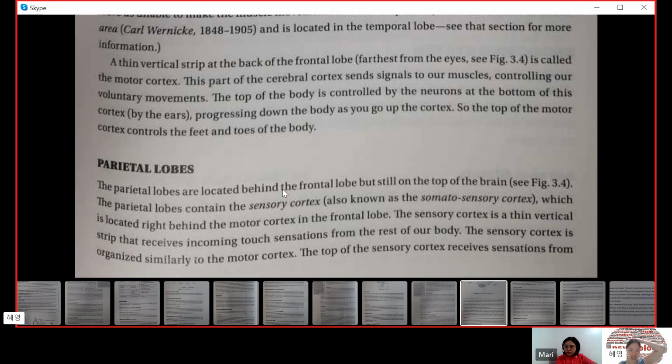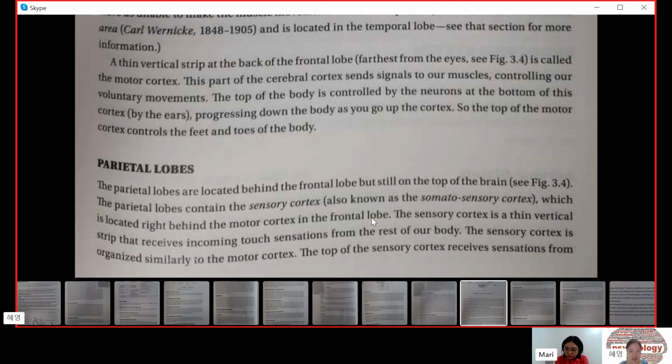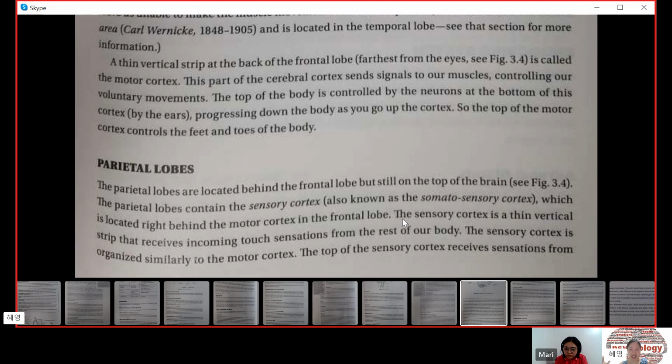The parietal lobes are located behind the frontal lobes, but still on the top of the brain. The parietal lobes contain the sensory cortex, which is located right behind the motor cortex in the frontal lobe. The sensory cortex is a thin vertical strip that receives incoming touch sensations from the rest of our body.